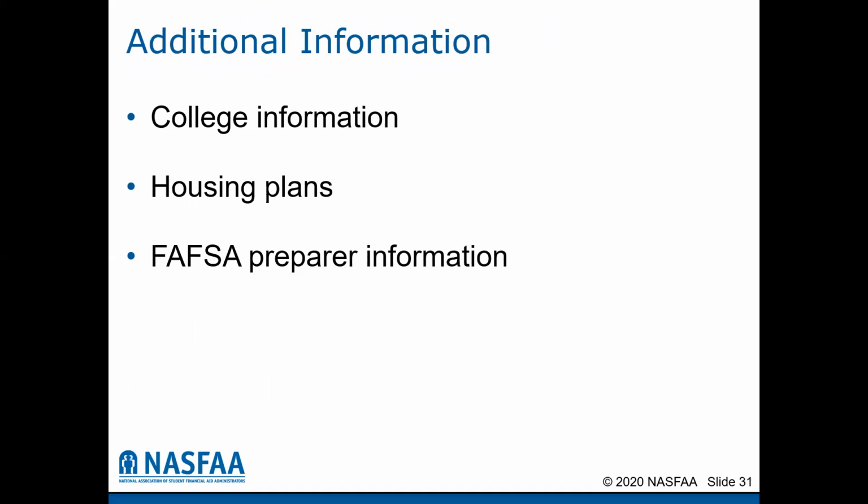They will also ask other information such as which colleges or universities would you like this information sent to. You can list up to 10 at a time. Your housing plans, whether you plan on living on campus, off campus, or at home with parents. And then if you use a FAFSA preparer, the information about that preparer. Most people fill it out themselves, so you wouldn't have to fill out information about a preparer if you don't use one.